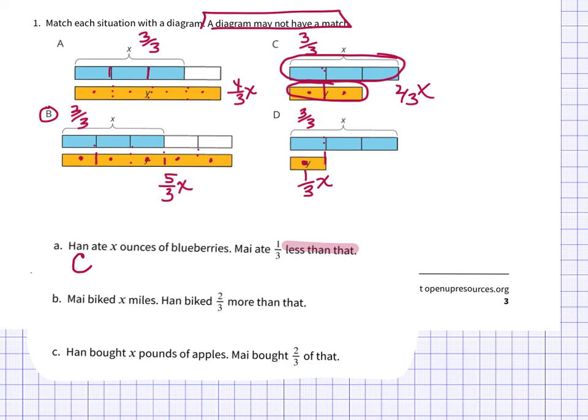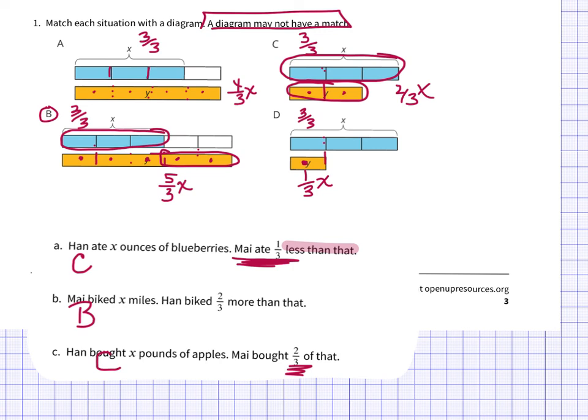Mai biked X miles and Han biked 2/3 more than that. Well, let's see, 2/3 more than the original. Here's the original. Here's adding 2/3 more to that. B goes with B conveniently. And the last one, Han bought X pounds of apples. Mai bought 2/3 of that. I think that's also letter C, right? Notice how these are worded. In letter A, Mai ate 1/3 less. Han bought 2/3 of that. Those are actually the same thing, right? 1/3 less than a whole is 2/3. So both of those are answered by C.